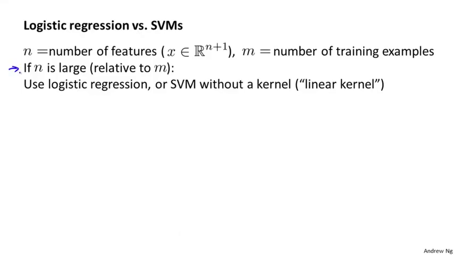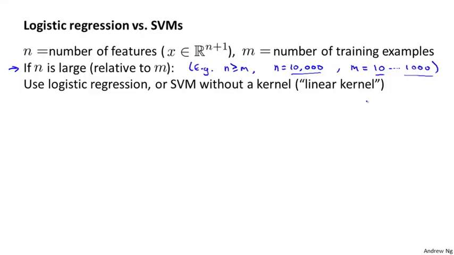Well, if n is large relative to your training set size, so for example, if the number of features is much larger than m. And this might be, for example, if you have a text classification problem where the dimension of your feature vectors is, I don't know, maybe 10,000, and your training set size is maybe 10, maybe up to 1,000. So imagine a spam classification problem, where you have 10,000 features corresponding to 10,000 words, but you have maybe 10 training examples or maybe up to 1,000 examples.